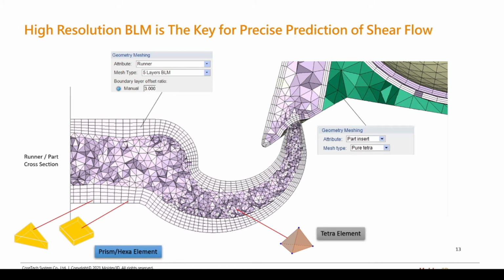The most important thing is to be able to capture the velocity gradient right at the frozen layer, which is usually just inside the surface. So that's why we want these boundary layers to really consist of a majority of the thickness of the part, or as much of the thickness of the runner in this case, because we want to be able to capture that using these higher quality elements.